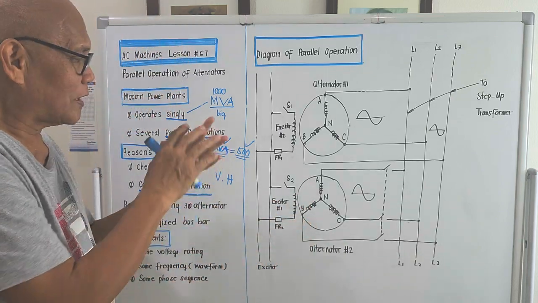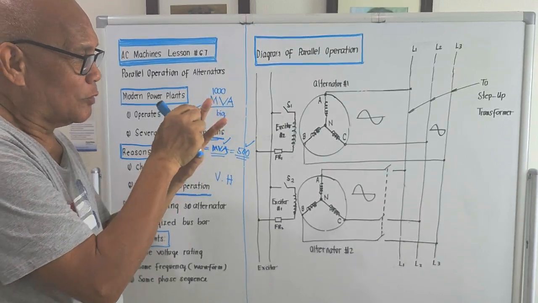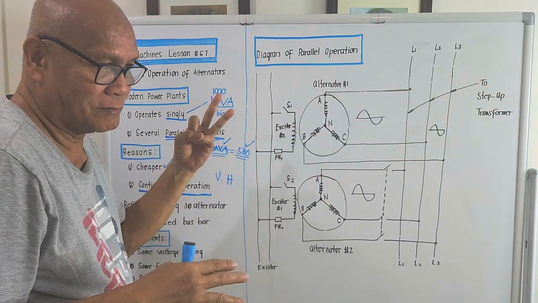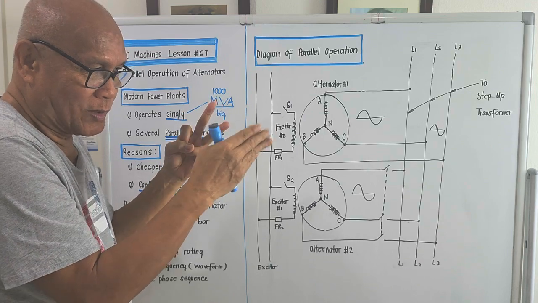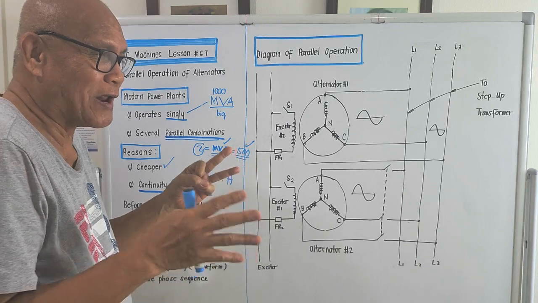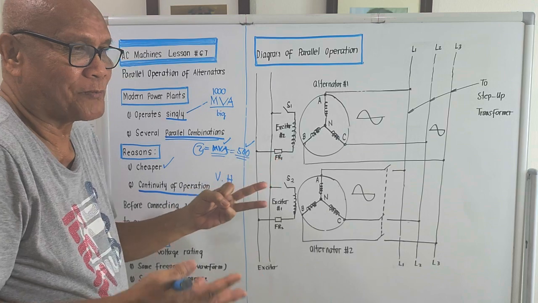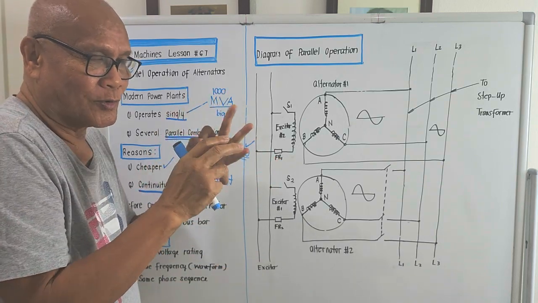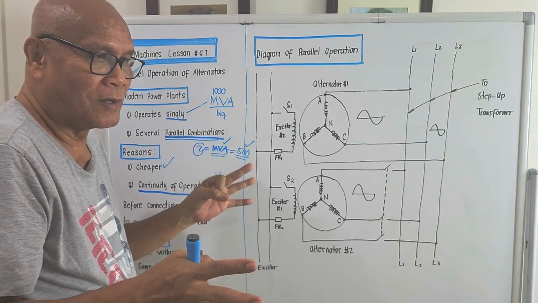So if there are 3 and one has a problem, you could operate 2. But to operate these 2, you must disconnect some loads in the distribution circuit to satisfy the total power delivered by these 2. You must subtract some loads, meaning you must brown out some houses, because you could not satisfy their power requirement since one alternator might be defective. So that's the main reason for the parallel operation of alternators.